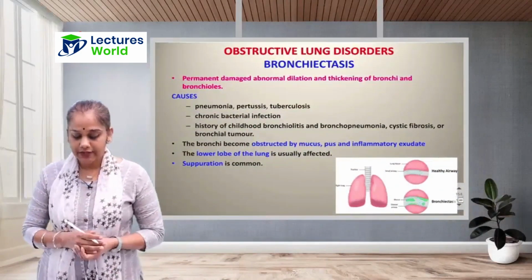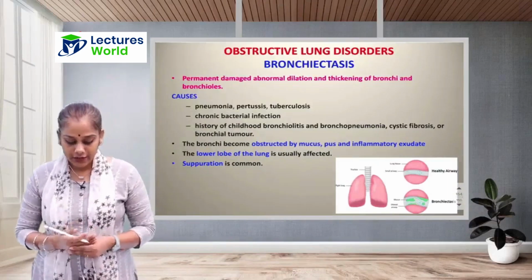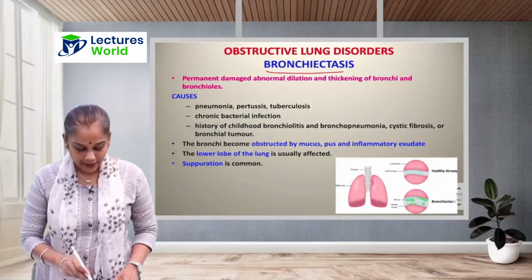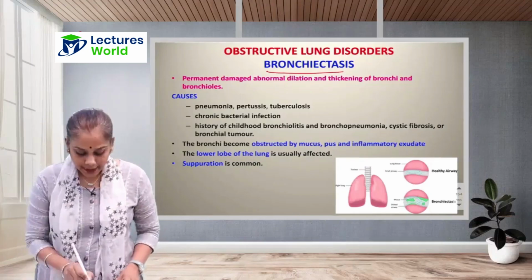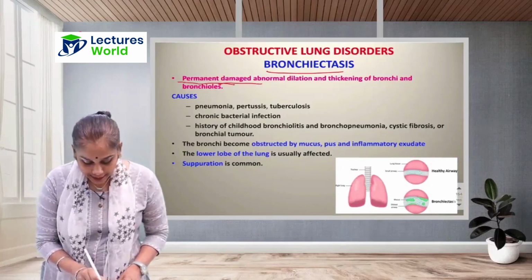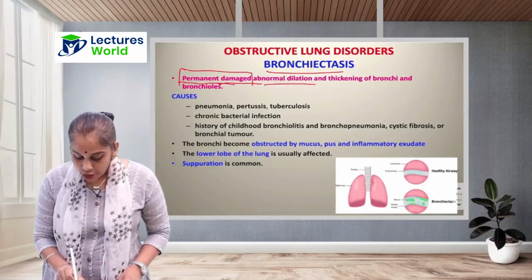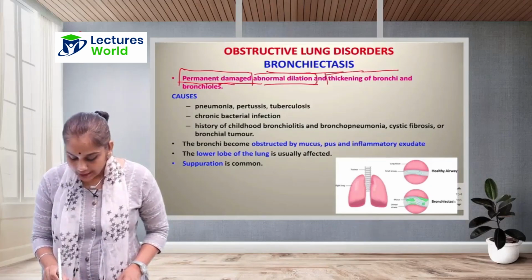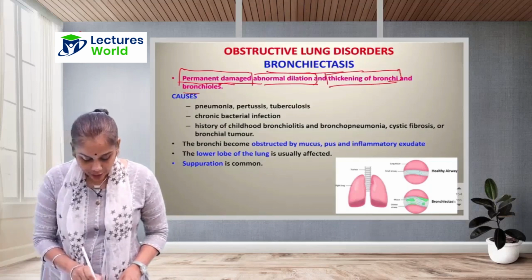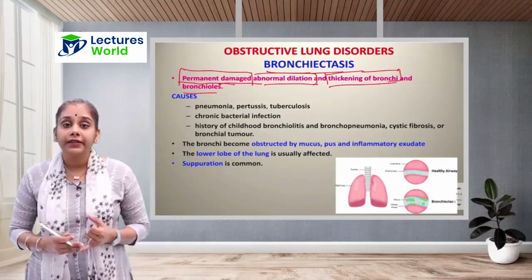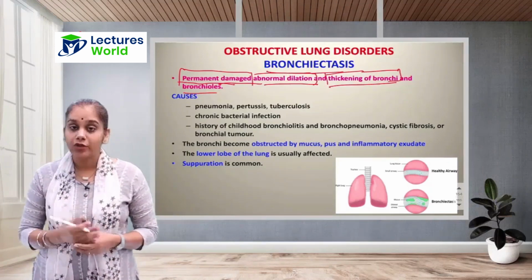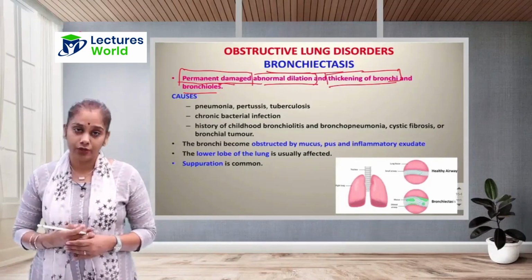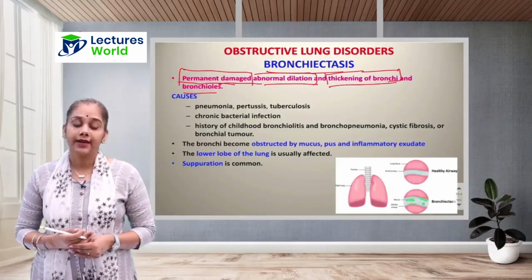Now into the obstructive lung disorders. The next condition is bronchiectasis. Okay, so what is bronchiectasis? There is permanent damage, abnormal dilatation and thickening of the bronchi and the bronchioles. That is known as bronchiectasis.